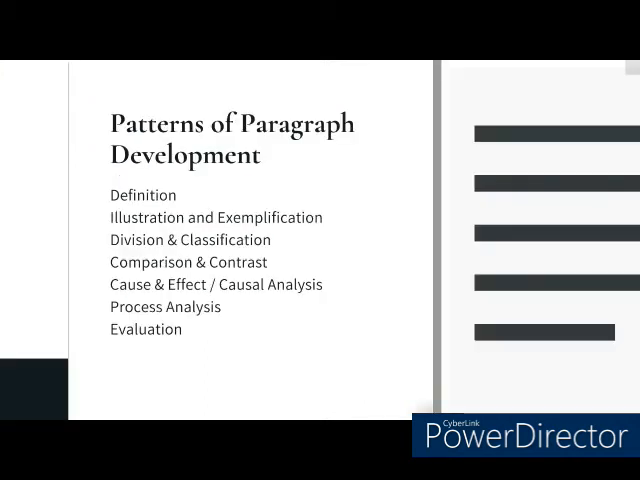Lastly, patterns of paragraph development that we can use in our own writing. So definition, classification, these are just things that you can do when you are writing, basic patterns of paragraph development. So definition, classification, comparison and contrast, cause and effect or causal analysis, process analysis, and evaluation.